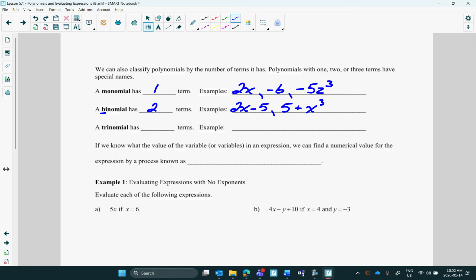Trinomial? 3. Absolutely. Can somebody give me an example? Yeah, I'm hearing somebody start. 2x. Can you do times, or is it only plus? Plus or minus. Subtract. 6 plus 2 cubed. Well, if I'm going to use an exponent, I need a variable. So I have to do 2x. Okay. Yeah, good. There's an example.